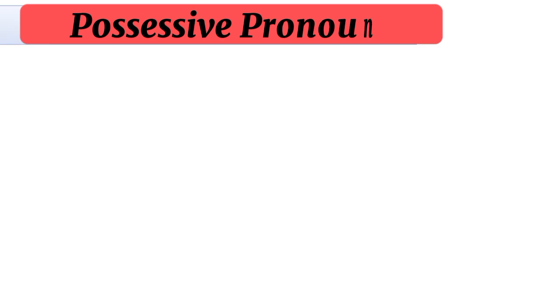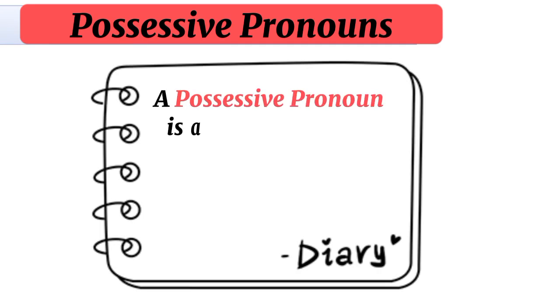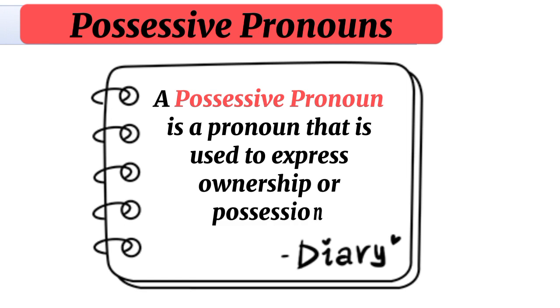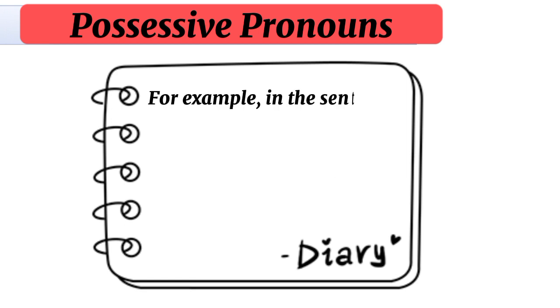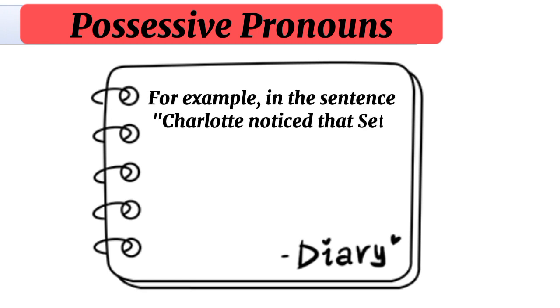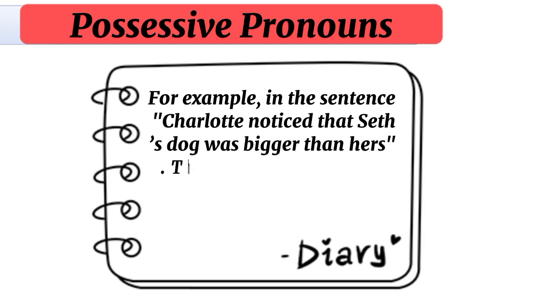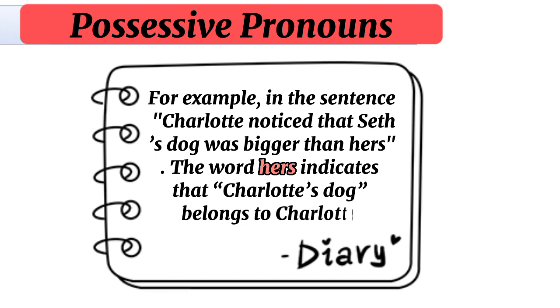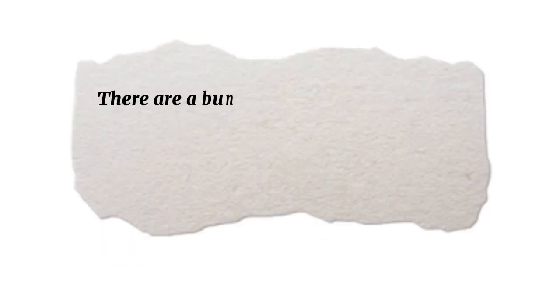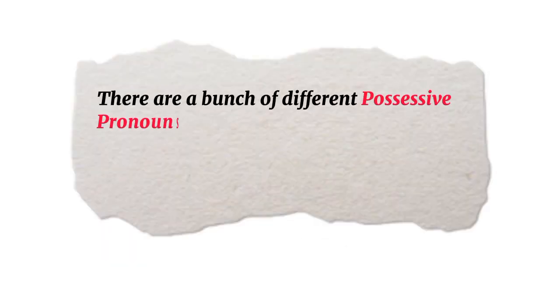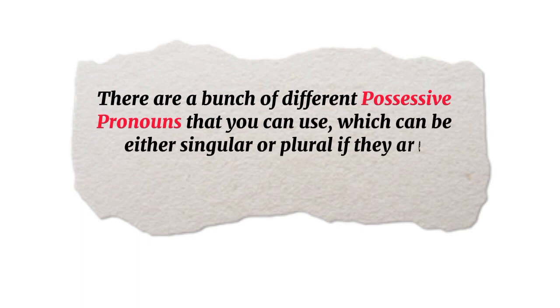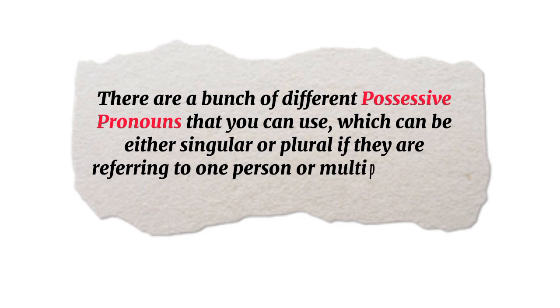Possessive pronouns. A possessive pronoun is a pronoun that is used to express ownership or possession. For example, in the sentence "Charlotte noticed that Seth's dog was bigger than hers," the word hers indicates that Charlotte's dog belongs to Charlotte. There are a bunch of different possessive pronouns that you can use, which can be either singular or plural if they are referring to one person or multiple people.